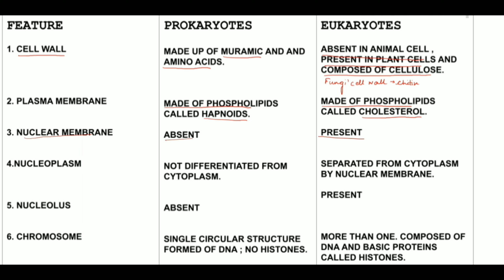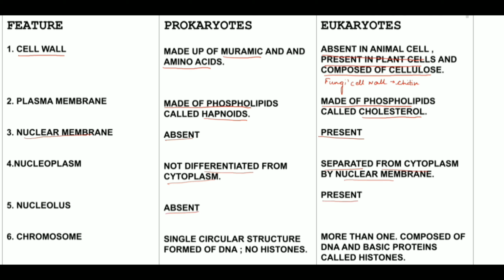And the nucleoplasm is basically the cytoplasm which is present inside the nucleus. Since the genetic material is not differentiated from the cytoplasm in prokaryotes, a nucleoplasm would not be present. Basically, it is the cytoplasm which is present near the genetic material. So in prokaryotes, it is not differentiated from the cytoplasm, but it is separated by a nuclear membrane from cytoplasm in eukaryotes. Nucleolus is absent. It is present in eukaryotes.